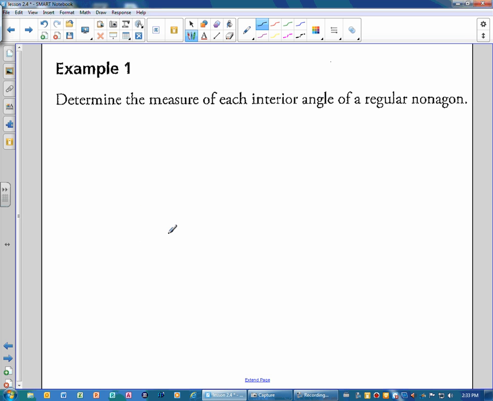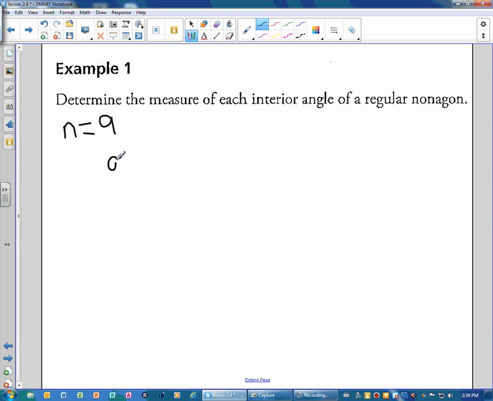All right, so first example says determine the measure of each interior angle of a regular nonagon. So we just talked about what a nonagon is. A nonagon is a nine-sided shape. If it's a nine-sided shape, the n is 9. Determine the measure of each internal angle of a regular nonagon.